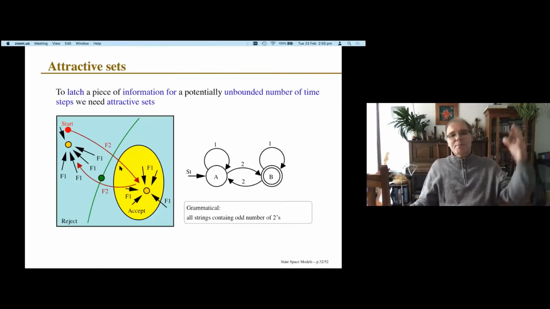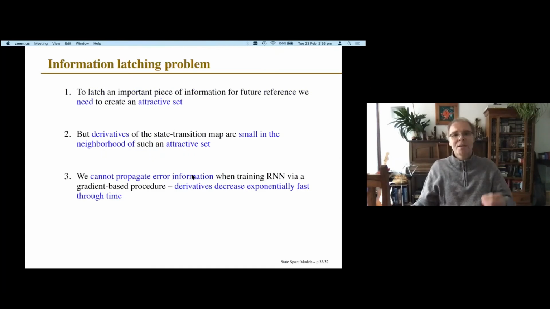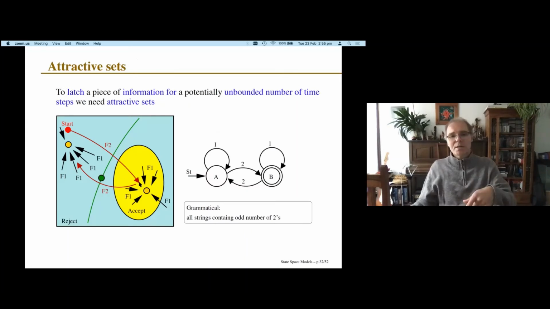But if you think about backpropagation, you need to backpropagate the error signal in time, right? So if I observe lots of 1s, I may easily forget whether I was in this state or in this state because I cannot propagate this information. So we are in a catch-22 situation. In order to learn a structure like this, I need to set up the parameters of my network so that I create attractive sets because I need to remember events.